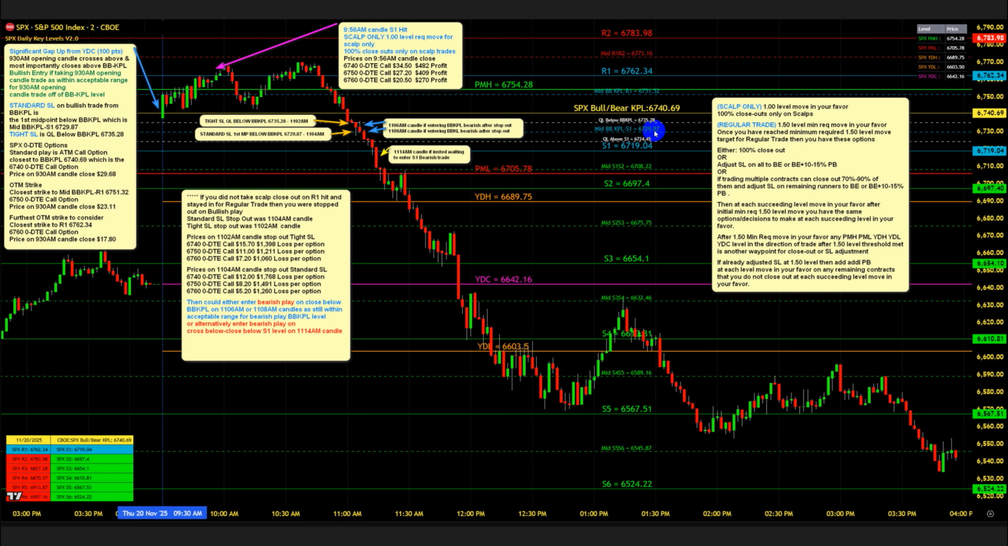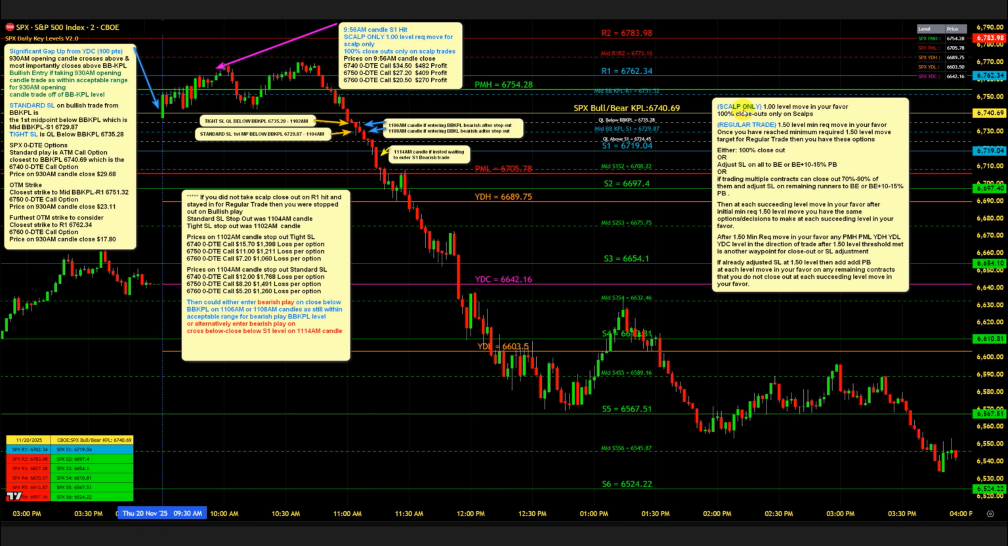Okay, so here we have the 9:56 a.m. candle. As you can see here, it hits the R1 level. So this is what is known with this indicator as a scalp only trade. There are two different types of trades with this indicator in this daily key level strategy. The first is a scalp only trade.